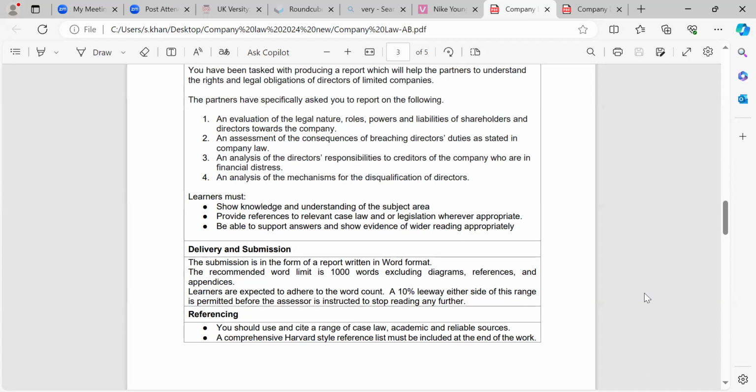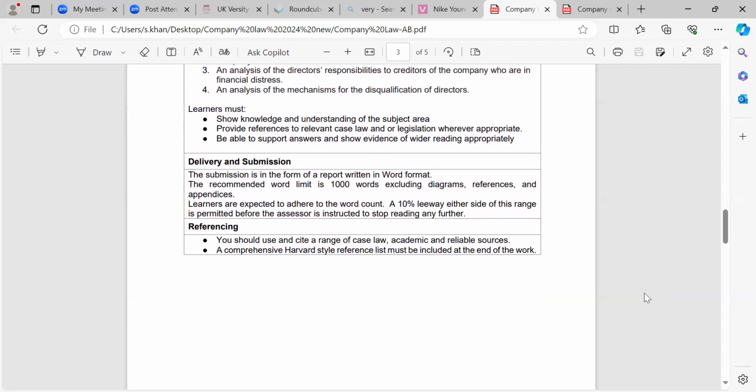The recommended word limit is 1,000 words, excluding any diagrams, references, and appendices. Learners are expected to adhere to the word count, and again, a 10% leeway either way of this range is permitted before the assessor is instructed to stop reading. So if you look at this, there are 4 parts to task 2, and you need to have a heading for each part. Make sure that you do about 250 words for each part of the task.